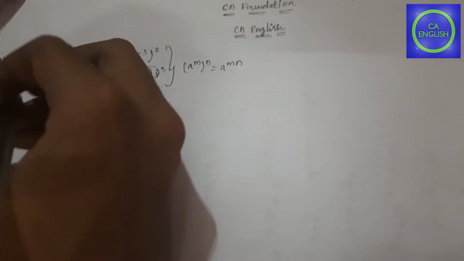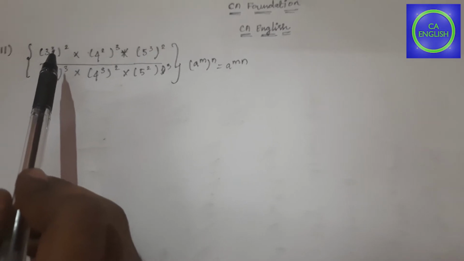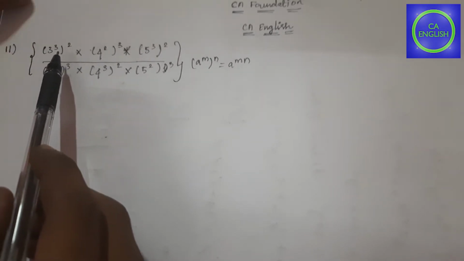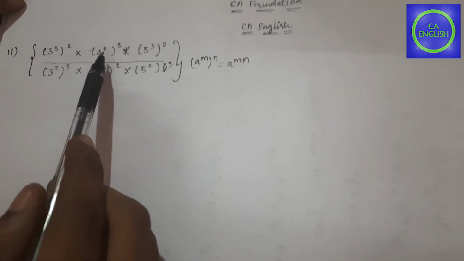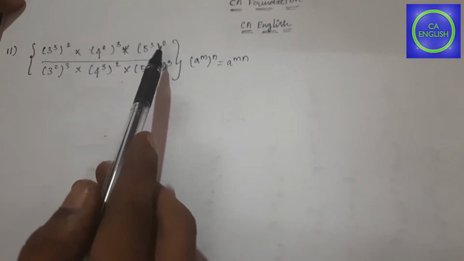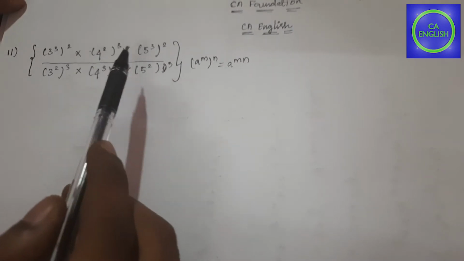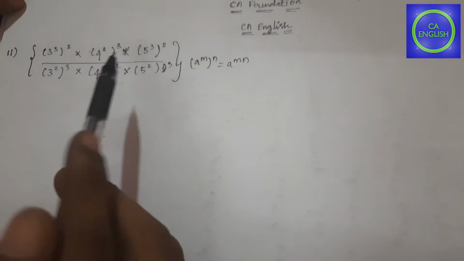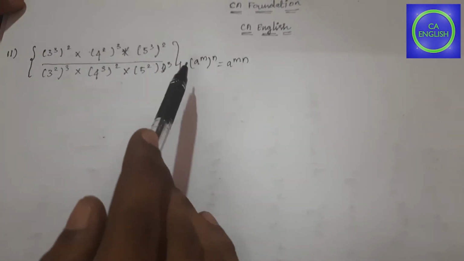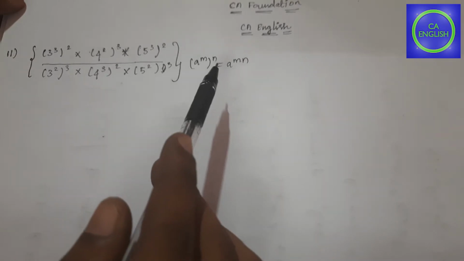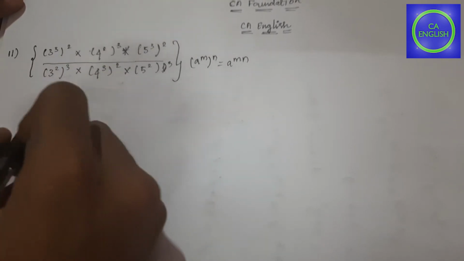And the first sum of this video is the 11th sum. In the 11th sum: (3 cube the whole square, 4 square the whole cube, 5 cube the whole square) divided by (3 square the whole cube, 4 cube the whole square, 5 square the whole cube). In this sum we are going to use only one law, that is (a power m) the whole power n is equal to a power m into n. Just we can solve it.